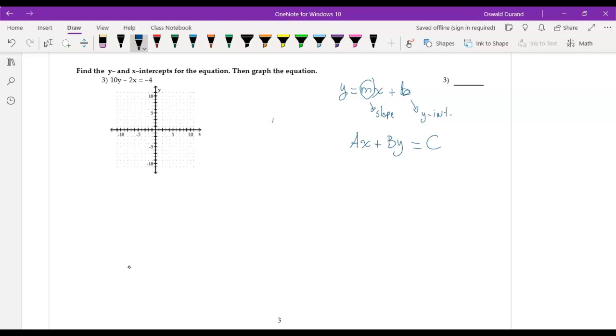Now, the best way to graph a linear equation in this format is by using what we call the x and y intercepts. An intercept is basically where a linear line crosses an axis.